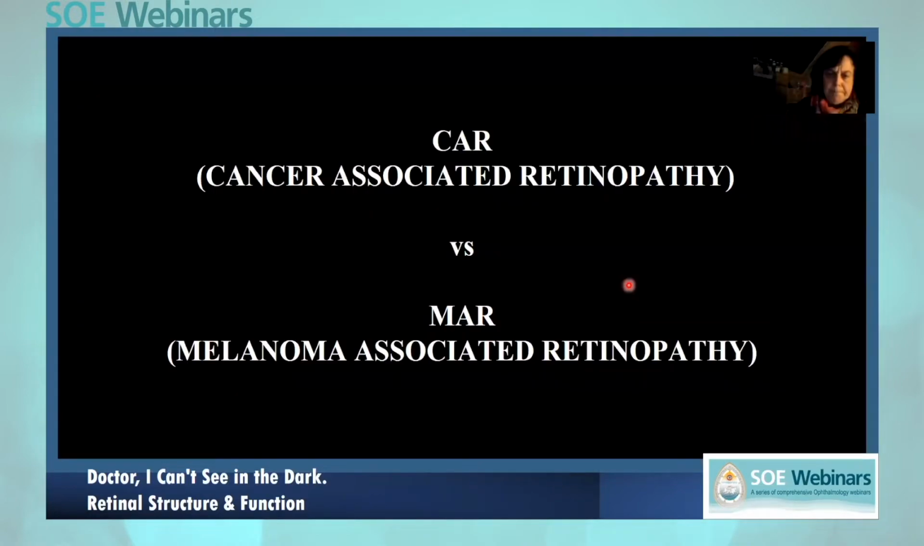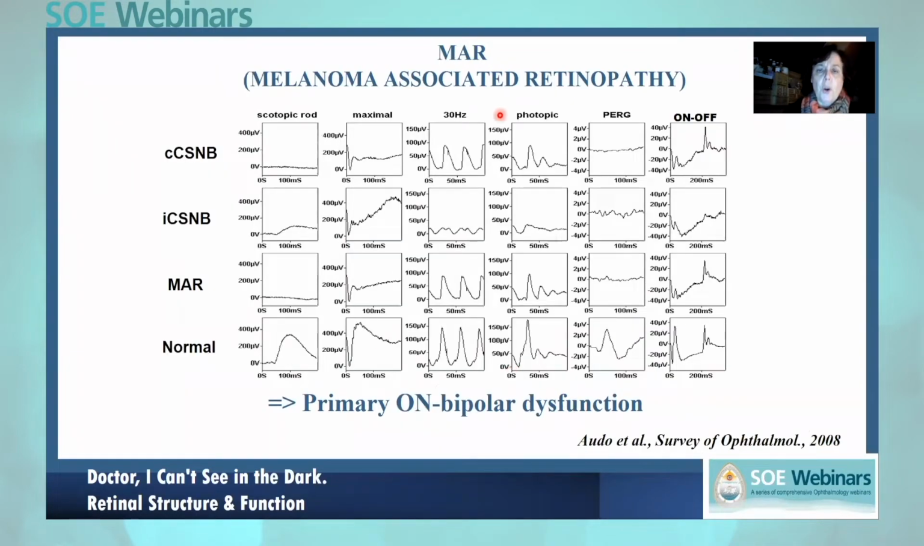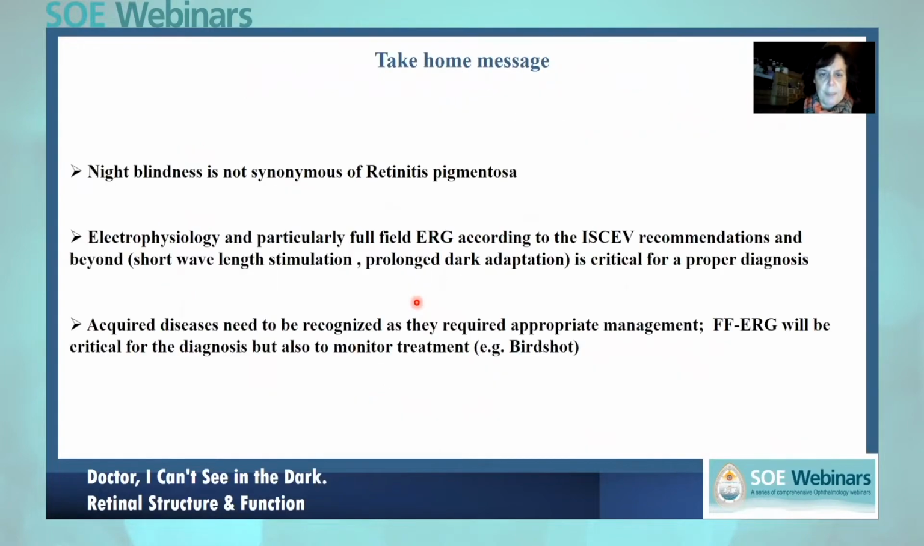And I want to finish with very rare conditions such as paraneoplastic syndrome, carcinoma-associated retinopathy, which is a primary photoreceptor defect, or MAR, melanoma-associated retinopathy, which really resembles the complete CSNB with both rod and cone on bipolar defect in the context of a melanoma.